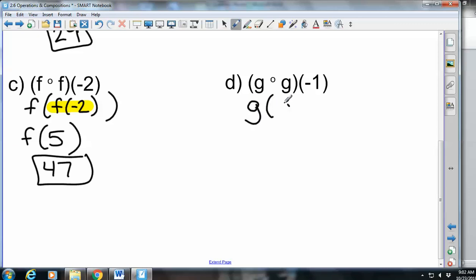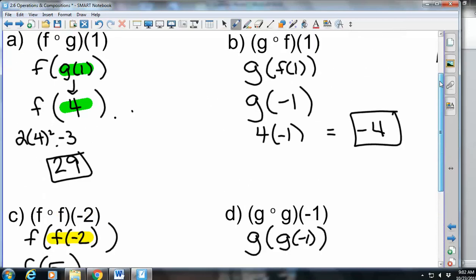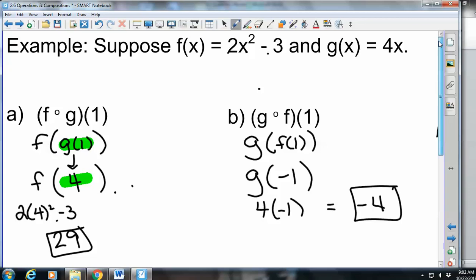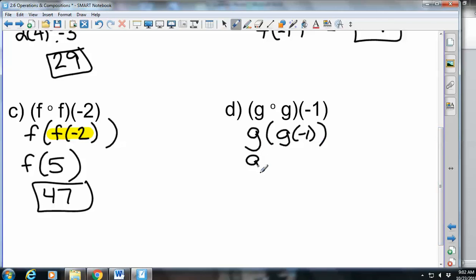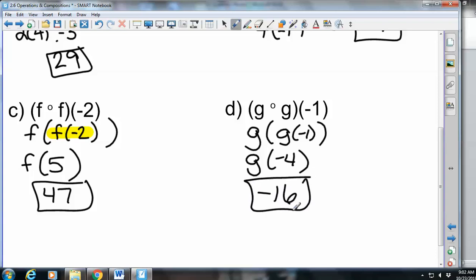Last one, this means g of -1. So if you go to g and you plug in -1, what do you get out? -4. And then we have g of -4. So now if I put a -4 in, what do we get out? What questions do you guys have for me there?